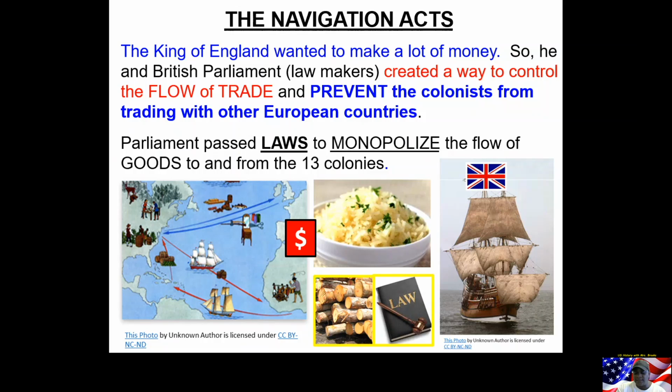Well, needless to say, the colonists don't like this because that's not fair. What if I wanted to sell my product over to Germany and they offer me more money? You tell me I can't do that? The king's like, no, you can't do that. You can only trade with me. That is because of the Navigation Acts.